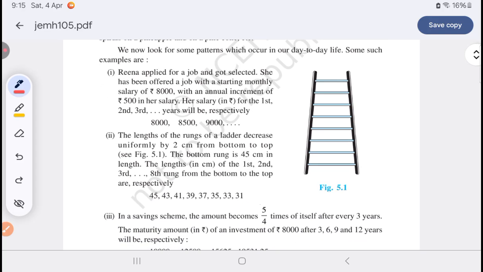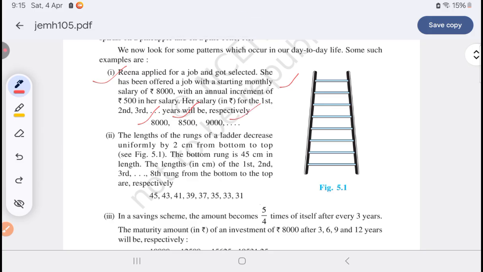Here, Reena applied for a job and got selected. She has been offered a job with a starting monthly salary of 8,000 with an annual increment of 500. So her salary in the first, second, third years will be: first year 8,000, then every year an increment of 500, so 8,500, then 9,000.